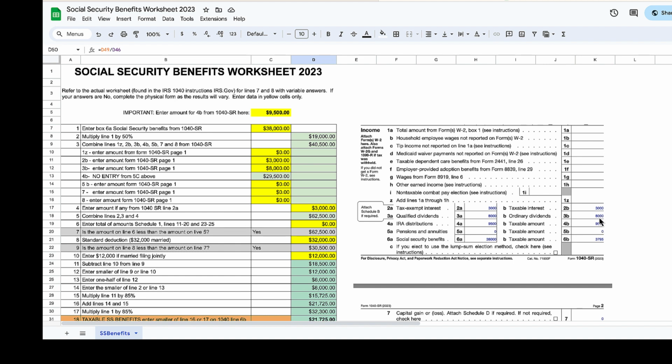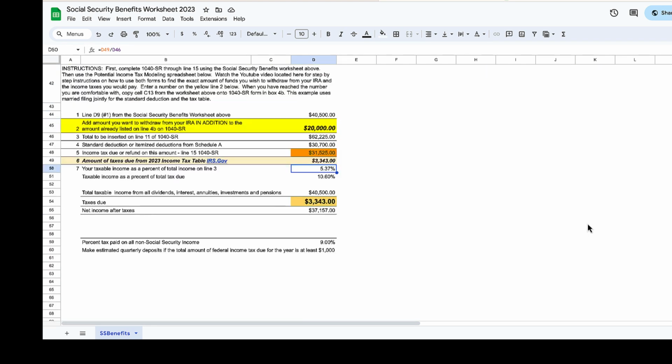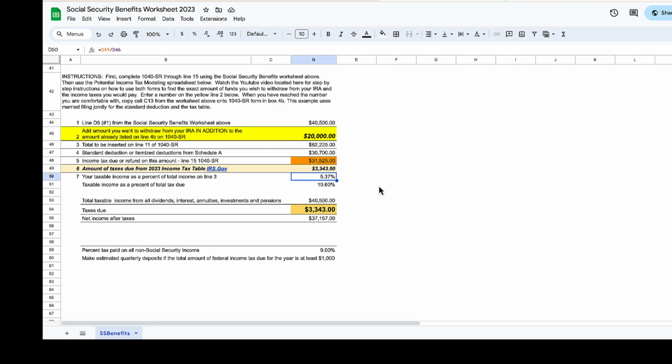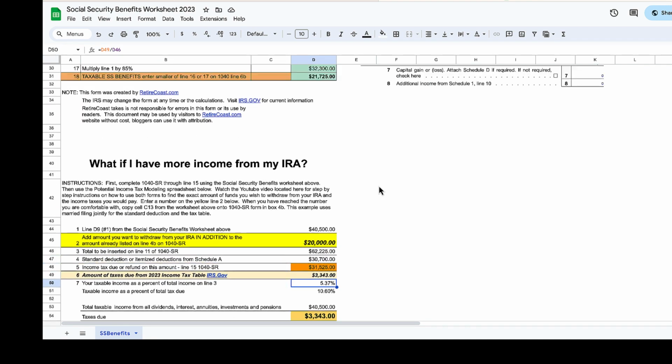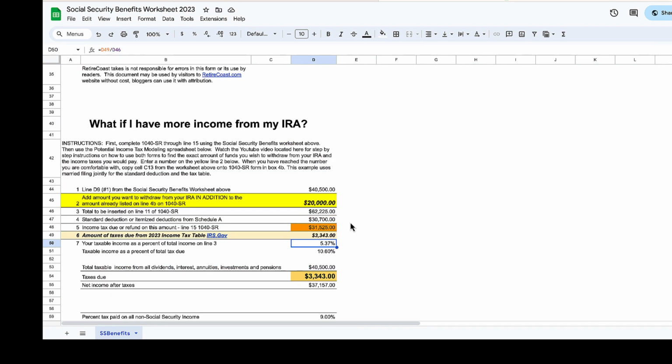So really, it's just a combination of all these things together here. If you don't have these items up here, taxable interest and ordinary dividends that are taxable, then you can take out more money from your IRA account and get to the same point down here. All of that will work out just based on putting in the correct numbers up here in this Social Security benefits worksheet. That's our spreadsheet. What if I have more income from my IRA?